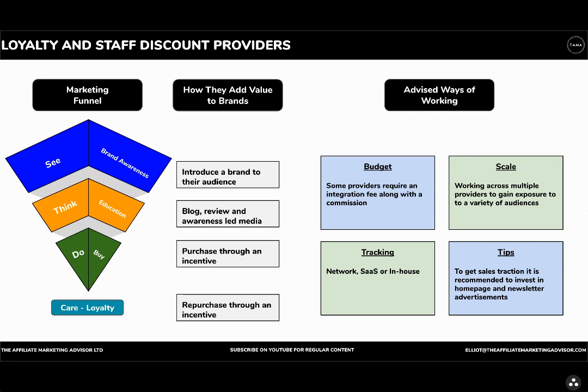And in terms of tips, your brand can get lost amongst some of these providers, especially the staff discount providers. You could just be another name among thousands of others. So actually investing in some sort of homepage or newsletter feature is recommended.